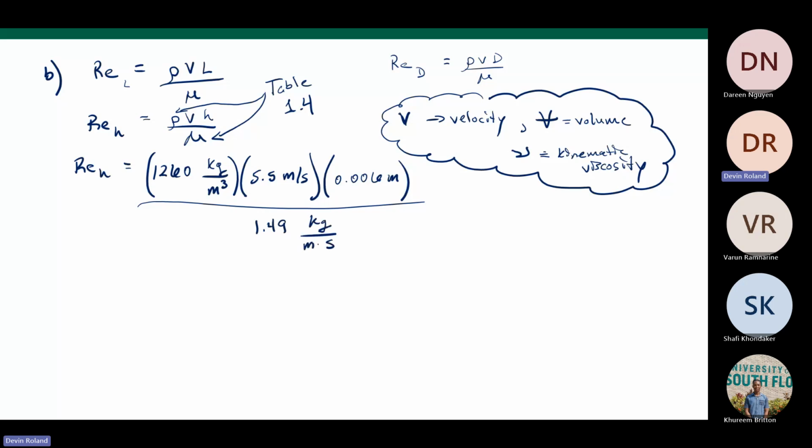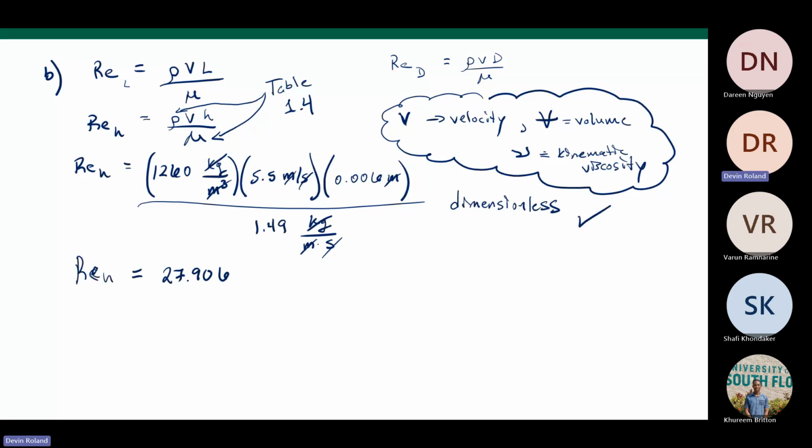Okay, so if we cancel our units, we can cancel kilogram with kilogram, all three of these meters cancel that meter cubed, and then seconds with seconds. So Reynolds number should always be dimensionless. That's a good check to make sure you've done it right. And that is going to equal 27.906.